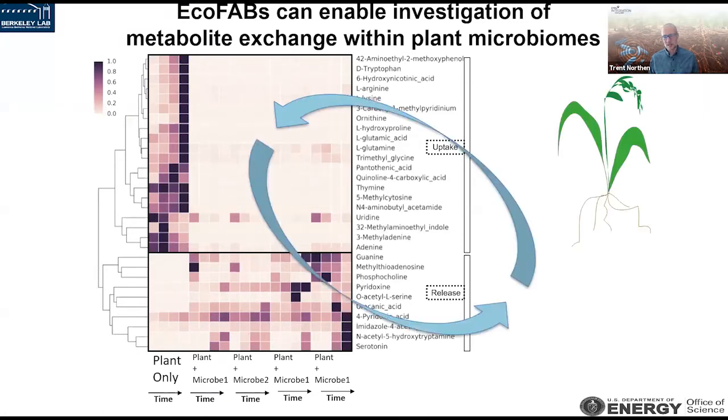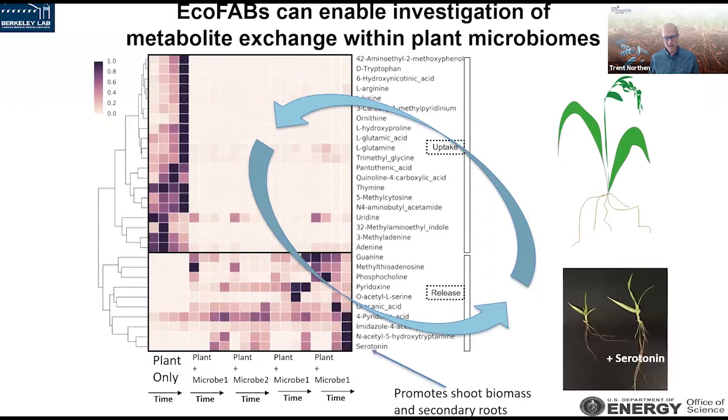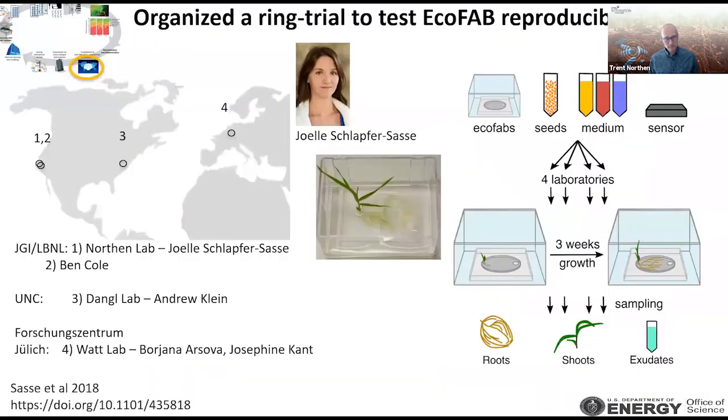So we can see the microbial consumption and the plant release, and I'll just highlight that serotonin is one of these compounds that we detected. So I think this is a really powerful tool for studying the chemical dynamics in the rhizosphere. Moving over, we've got the device, we've got some protocols.